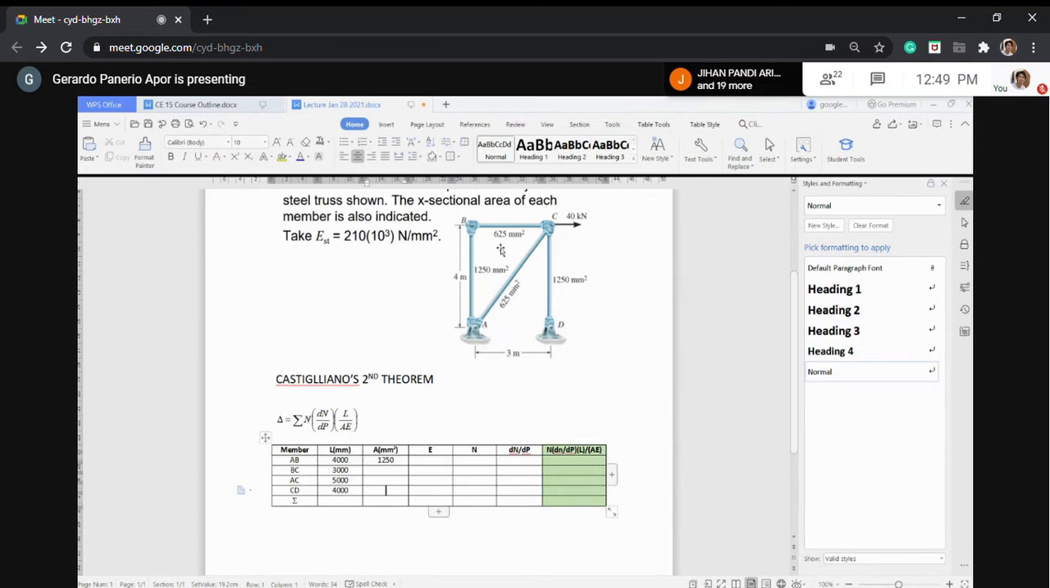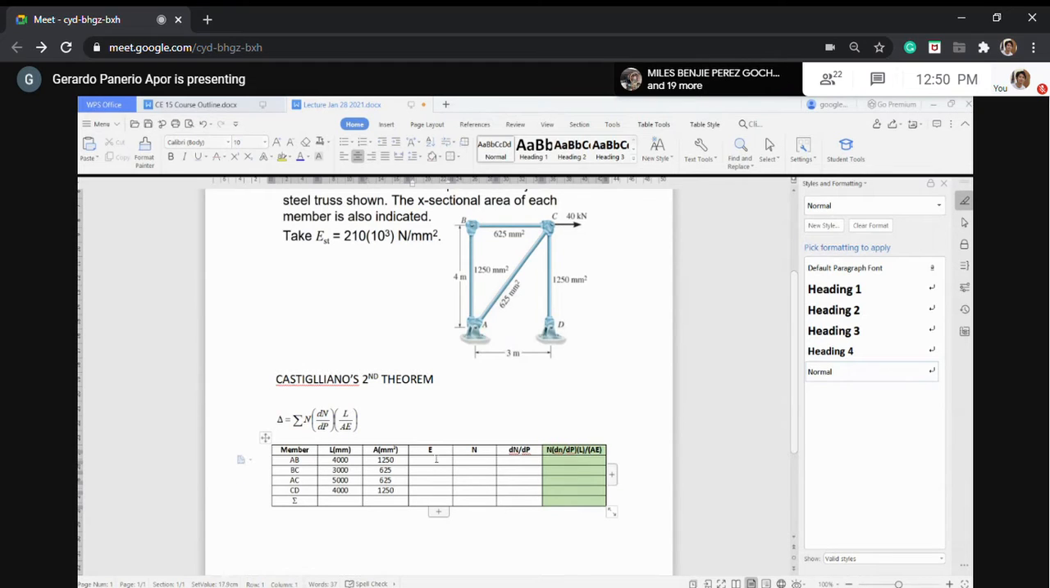How about BC? That is 625. And AC is 625 also. And DC is 1250.